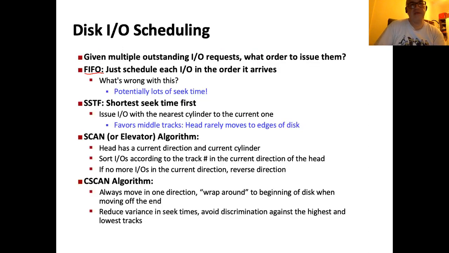The next thing we can do is shortest seek time first. Currently we are at track M, and among the alternatives we pick the closest one to M. This actually looks good. However, we have an issue if your data is on the borders of your hard disk. You always go to the near one, so the middle tracks are highly favored. If you make some statistical distribution, you will see that all of your I/O is going to the middle tracks, and the marginal tracks, at the end or start of the hard disk, are rarely visited. So this is not an option.